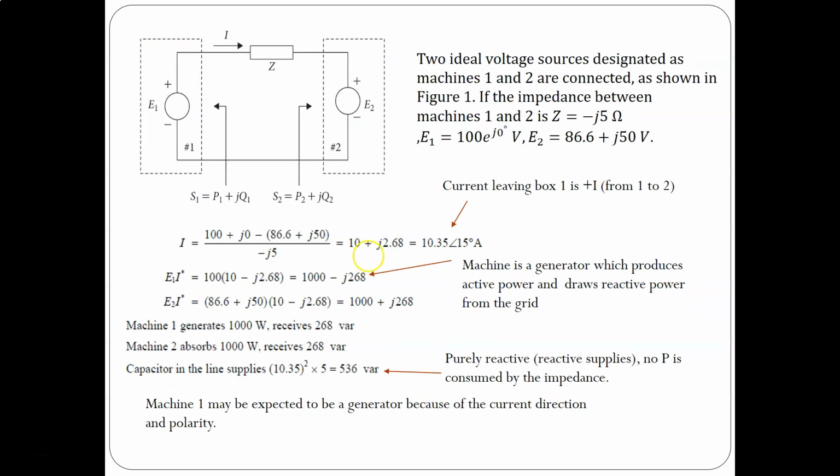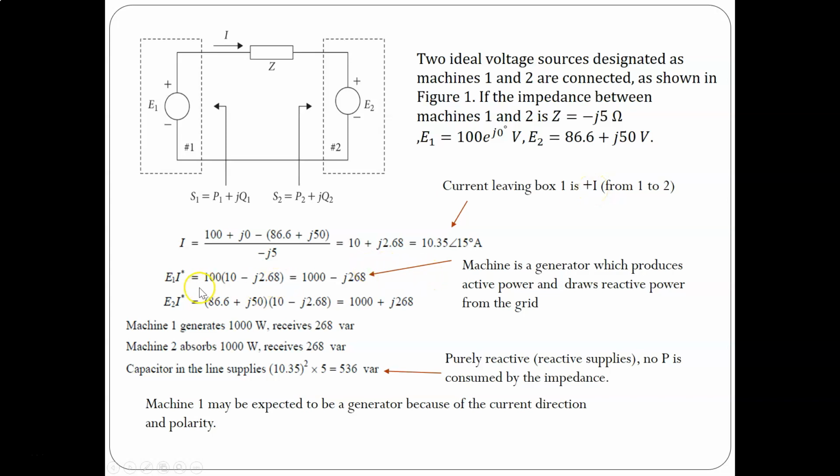We have two ideal voltage sources, designated as machines 1 and 2, connected as shown in the figure. If the impedance between machine 1 and 2 is minus j5 ohm, and the voltages E1 and E2 are like this, we can then have an expression for the current, looking like this. So the current leaving box 1 is plus 1, from 1 to 2.